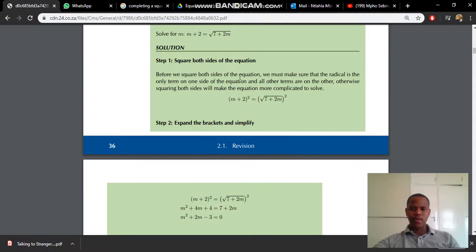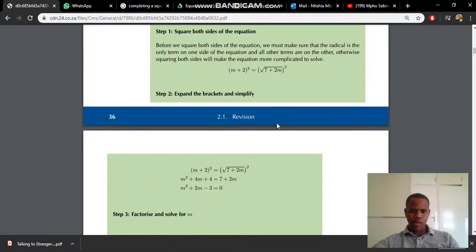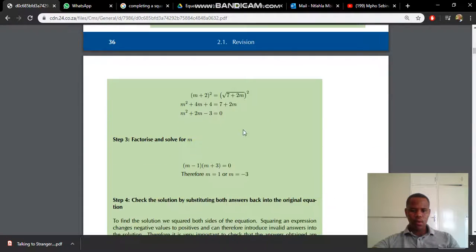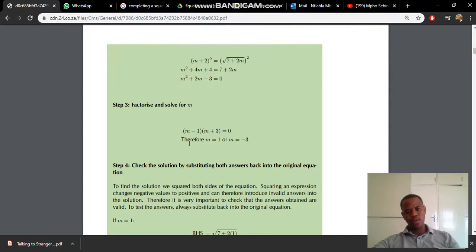If you're struggling with thinking about that, you can SMS me. I'll definitely send a little workout of why that happens. If you square the square root, you get rid of it, and you just have m plus 2. If you square that, that's what you get. You can rearrange that to get it in a quadratic form, find factors, and you can solve, right?